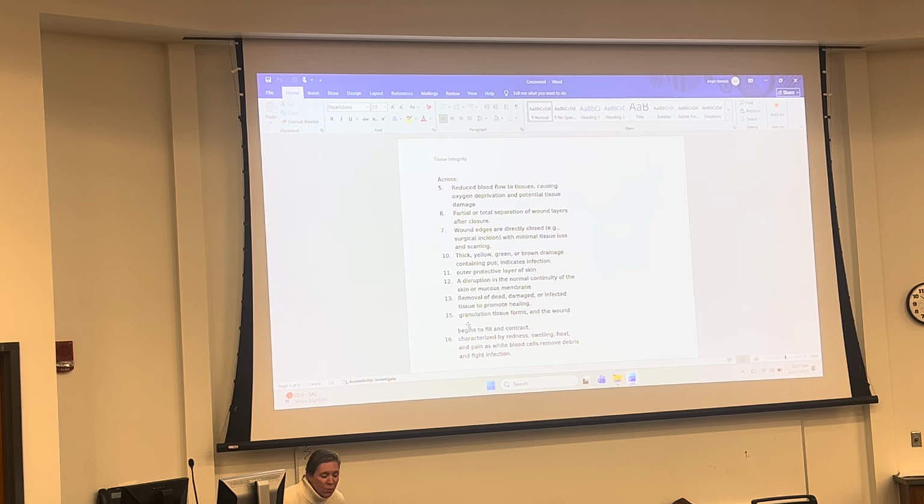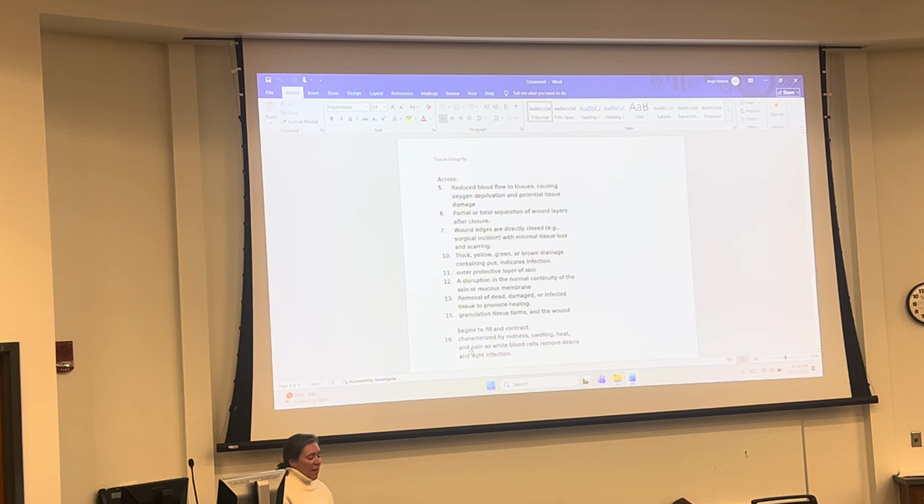Thick yellow, green, or brown drainage containing pus indicates infection. What'd you get for that, Ally? Is it purulent? Yeah, that's purulent, okay, so we've said serosanguinous, and then now we've identified purulent as one of the 4 types from your reading. So in the crossword, then, is it exudate after it? I'll pull up the answer key.